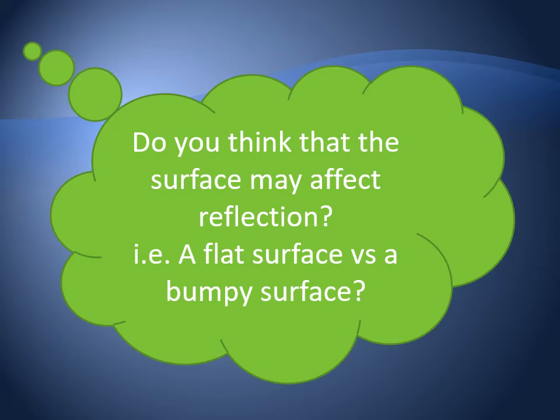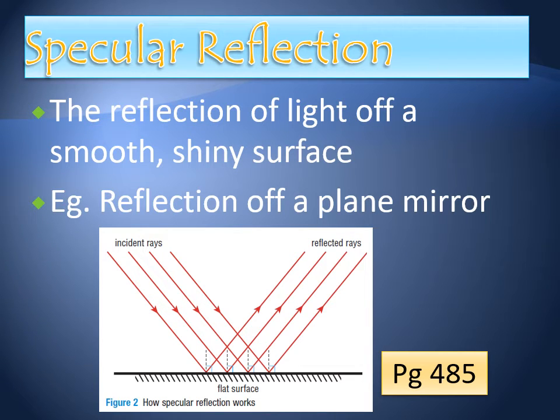Now, what do you think about the surfaces of objects and how it affects reflection? Do you think a flat surface reflects light rays differently than a bumpy surface might? Specular reflection refers to the reflection of light off of a smooth, shiny surface. So we have been talking about reflection off of a plane mirror. Those plane mirrors are smooth and shiny, which means that the incident ray and the reflected ray are always going to be entering and leaving the reflective surface at the same angle, which produces a really clear and uniform image. Everything lines up and it's actually quite beautiful.